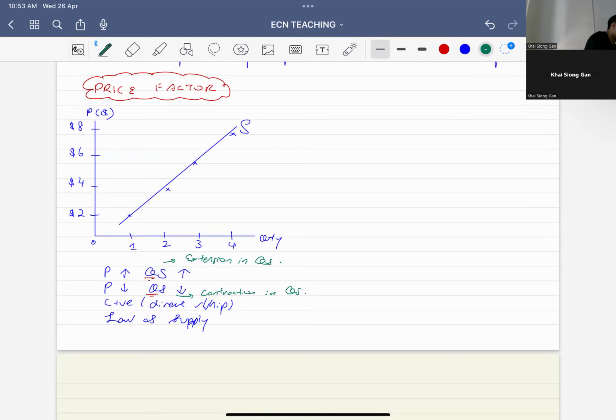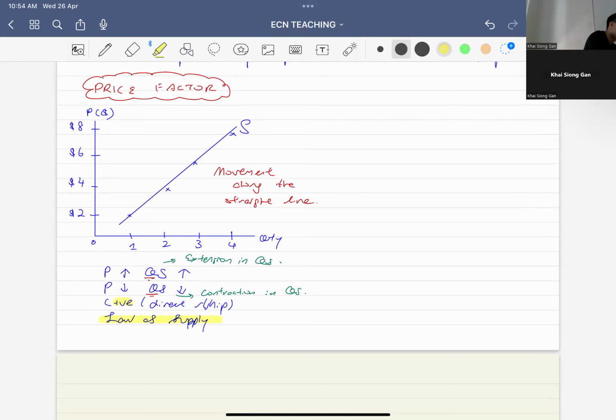So we talk about the price factor. There's no shift; it's only the movement along the straight line. And how do you define this law of supply? Like just now, for the law of demand, you had two effects. What about the law of supply?